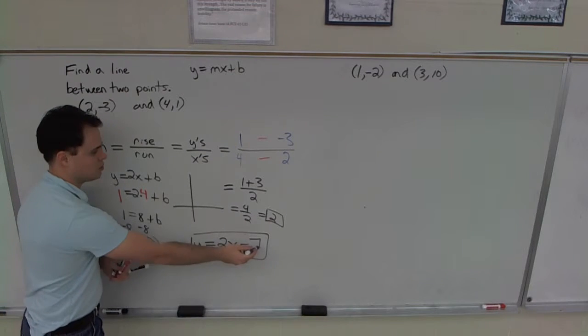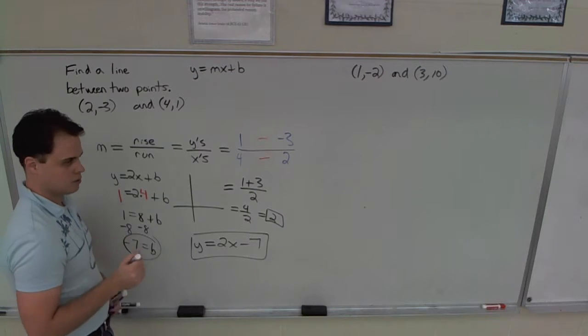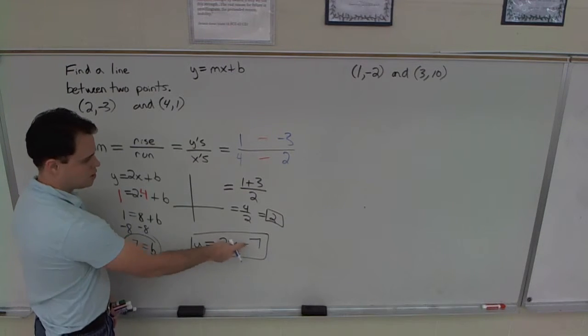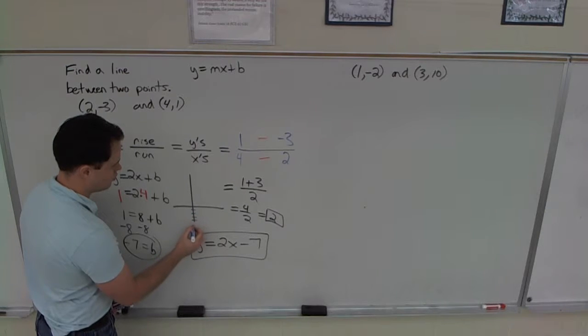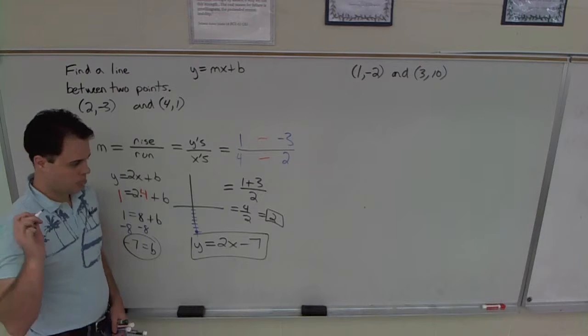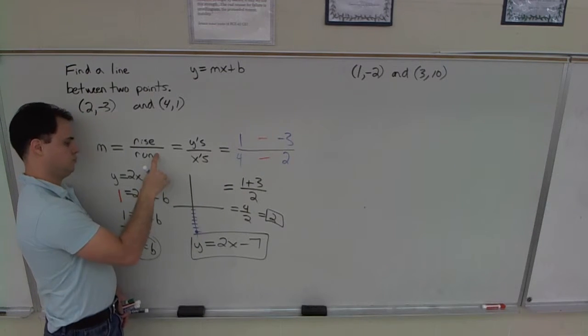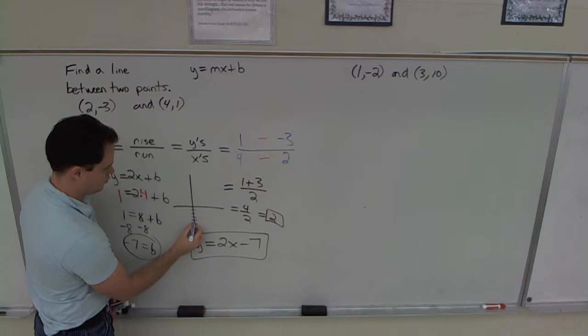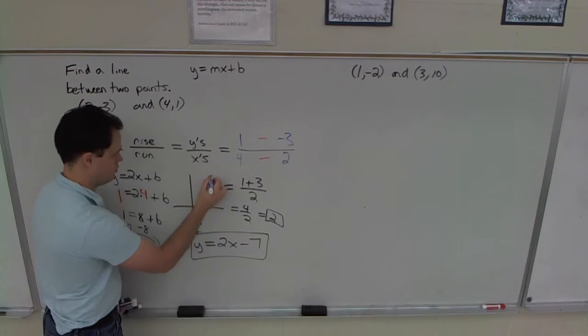Remind me, where do we start? Do we start with this or do we start with the slope? We start with the intercept. Negative 7 is the y-intercept. 1, 2, 3, 4, 5, 6, 7. There's the first point. Slope is what again? Rise over 1. Up 2 over 1. Line. Done.